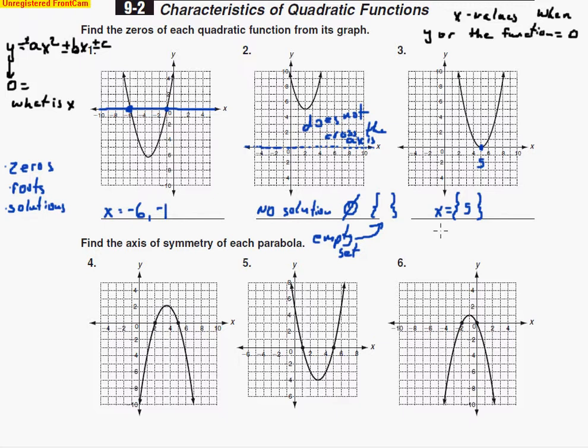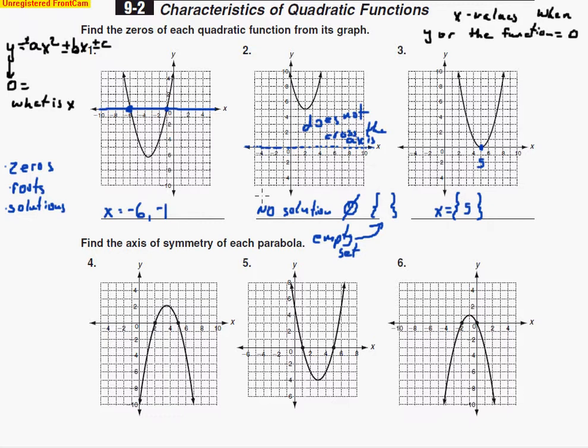Or you could just say x equals 5. So we have three different types of solutions. We either have one with two possible answers, like we have here, one with no solutions, where the graph just never does cross the x-axis, or we just have one solution. So you might see that on tonight's homework.